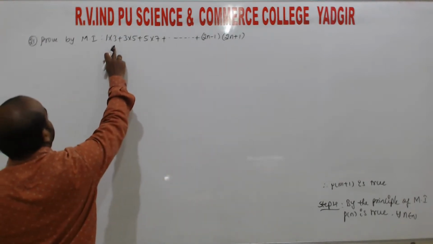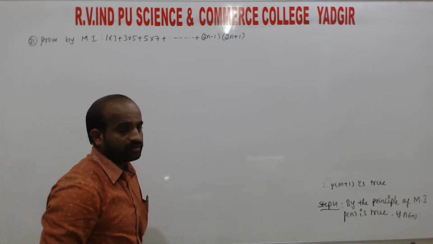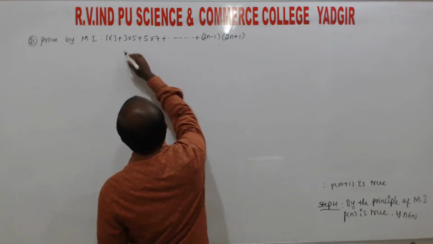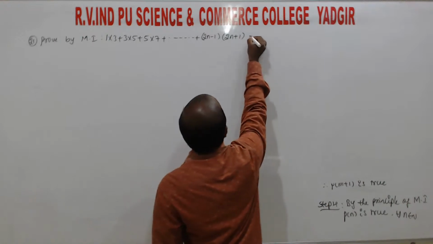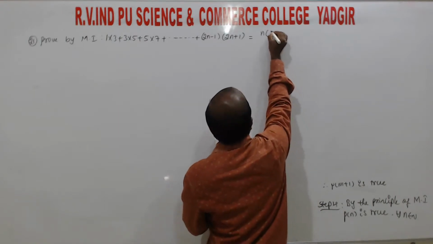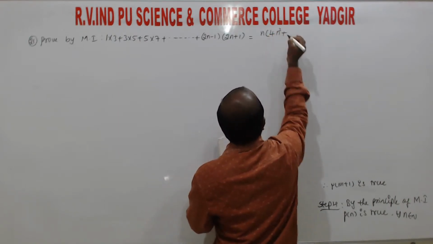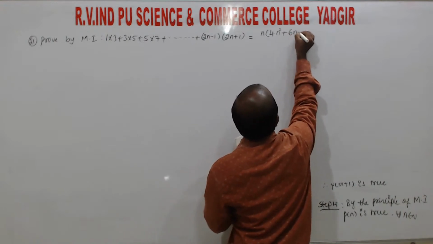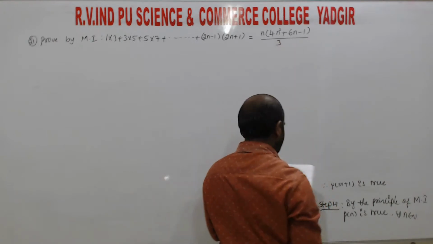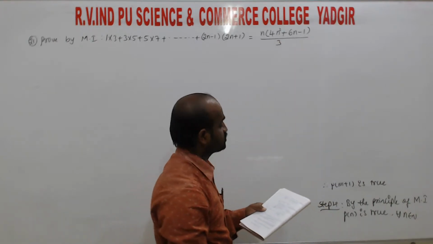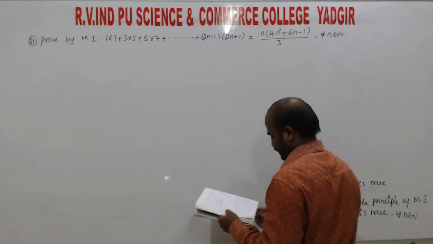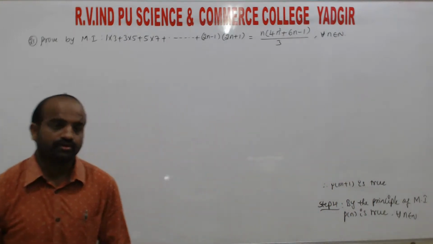In order, 1 into 3 plus 3 into 5: for n equal to 1, 2 into 1 is 2, 2 minus 1 is 1; for n equal to 1, 2 into 1, 2 plus 1, 3. This is equal to n into 4n square plus 6n minus 1, whole divided by 3, for all n belongs to N.